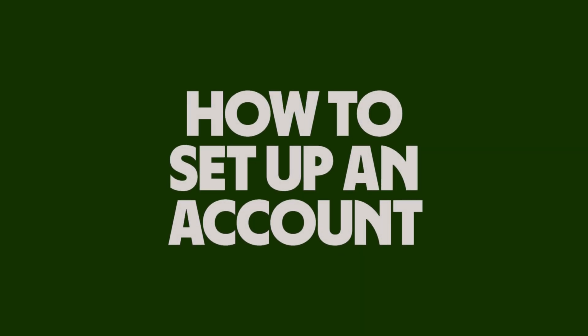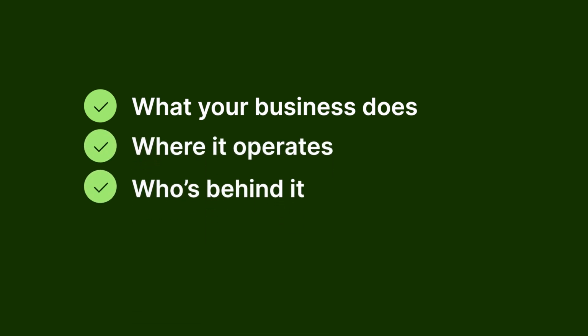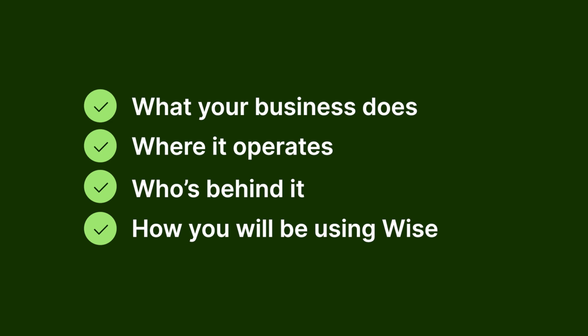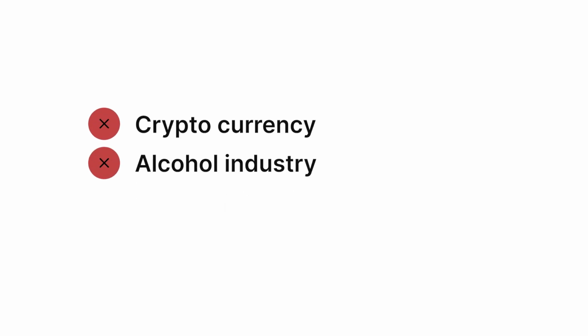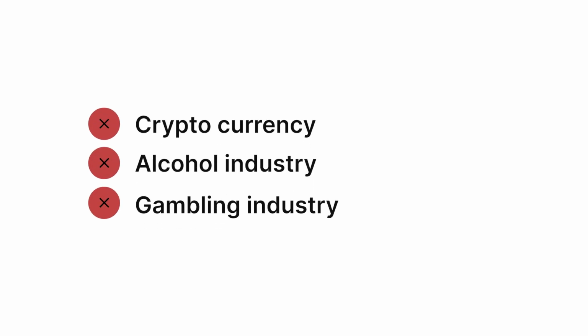So you will be asked a series of questions as we gather information around what your business does, where it operates, who is behind it, and how you will be using Wise. While we aim to support all businesses, there are some specific use cases that we are not allowed to onboard, namely crypto, alcohol, and gambling, to name a few. For a full list of businesses we are unable to onboard, please see our acceptable use policy in the link below.